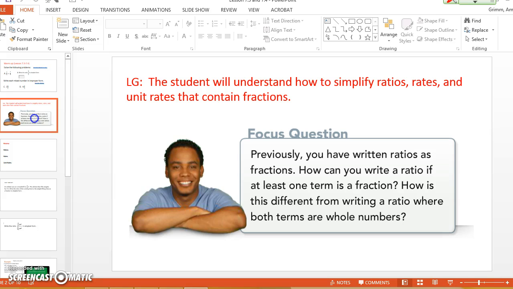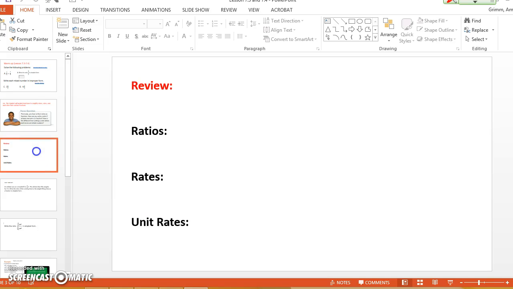So if we get through this and you feel like we need another day for me just to help with something, I can do that. But I went ahead and combined both these lessons. The student will understand how to simplify ratios, rates, and unit rates. And I want to review that vocabulary with you from yesterday because I want to make sure you really understand what each of these are, because these are the 3 things we talked about yesterday.